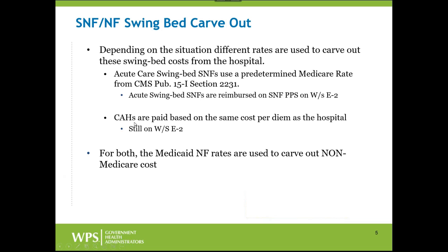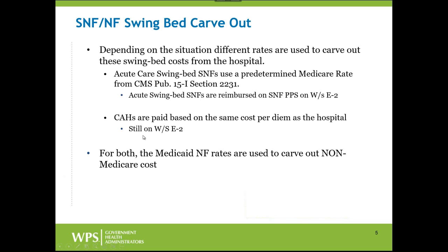Now, the critical access hospital does not get paid at all on the PPS for the swing bed. In fact, they're paid based on the same cost per diem as the hospital. And again, the whole per diem calculation we'll see in just a bit. But they're reimbursed based on that same cost per diem. So what I'm saying here is, for a critical access hospital, we do not need the Medicare rate. We only need the Medicaid NF rate, nursing facility rate, for the critical access hospital. We'll see that again in just a minute.